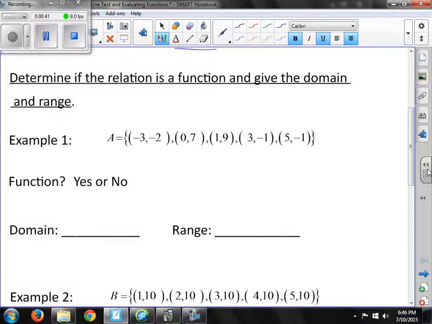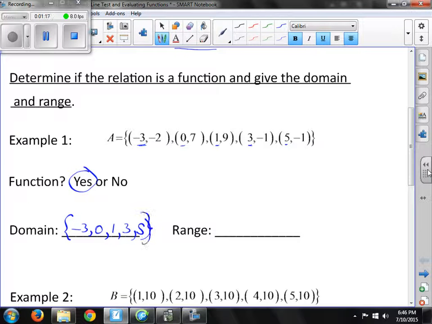Determine if the relation is a function and give the domain and range. So we have a set of ordered pairs here. Let's see, the x values are -3, 0, 1, 3, and 5. Did we repeat any of the x values? -3, 0, 1, 3, and 5. We did not repeat any x values, so yes, it is a function because no x values are repeated. The domain, just writing down the x values: -3, 0, 1, 3, and 5.